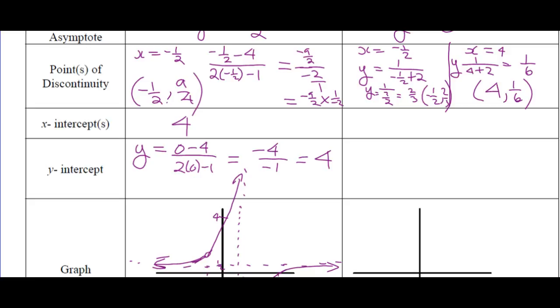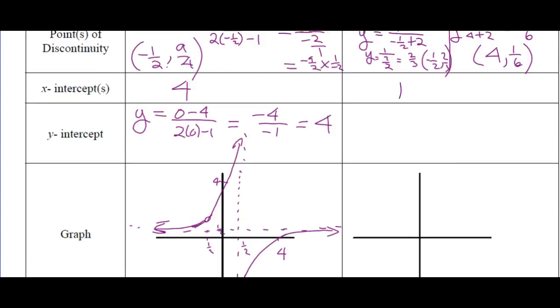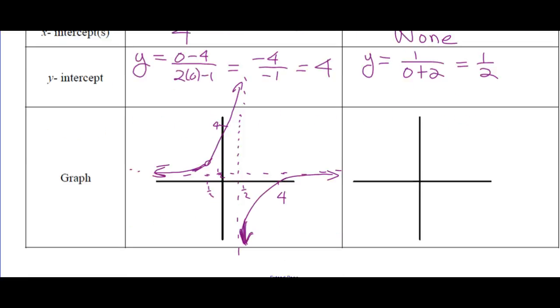The x-intercept: none, right? You can't make this 0, because it's got a 1 up top, and that's the horizontal asymptote anyways. So the x-intercepts, there are none. Y-intercept: you set x to 0, so y is equal to 1 over 0 plus 2, so 1/2 is the y-intercept. And now you draw the graph.